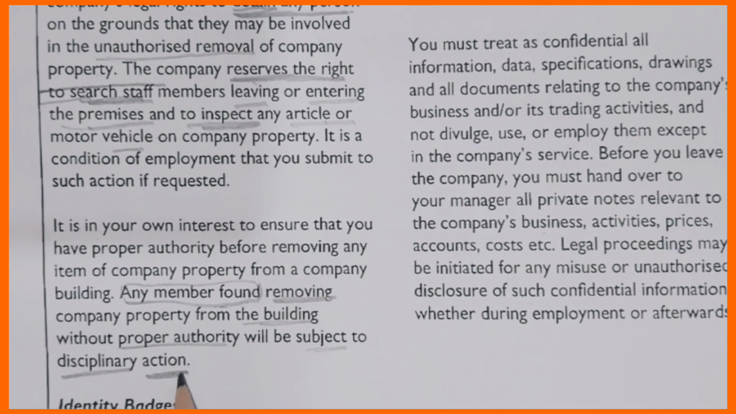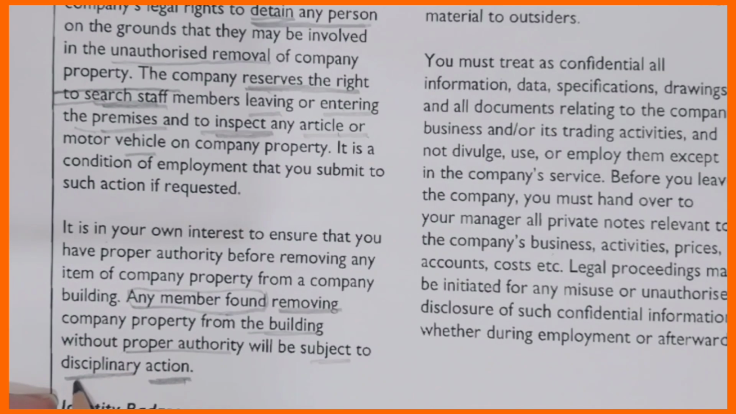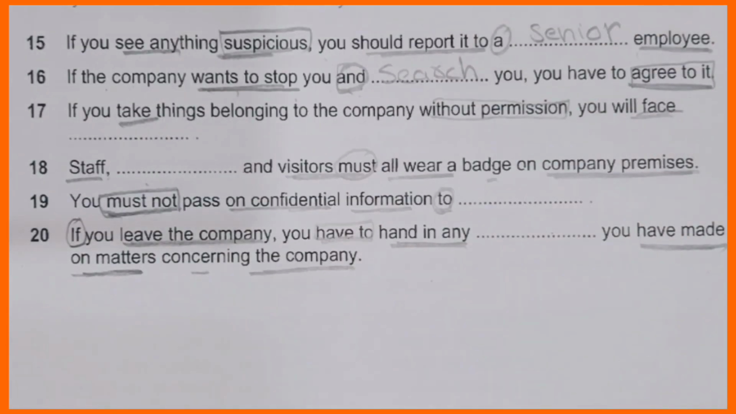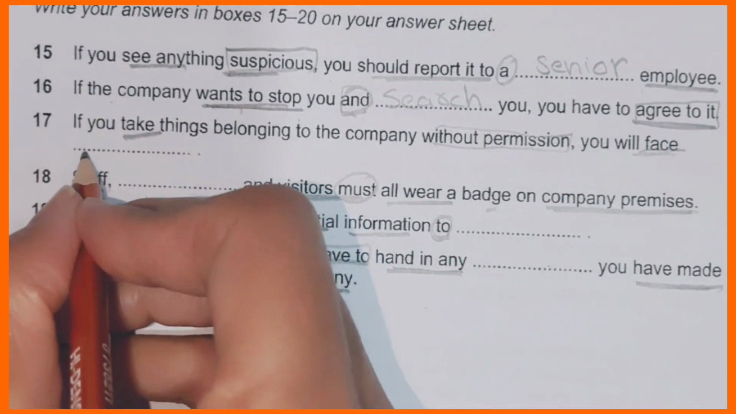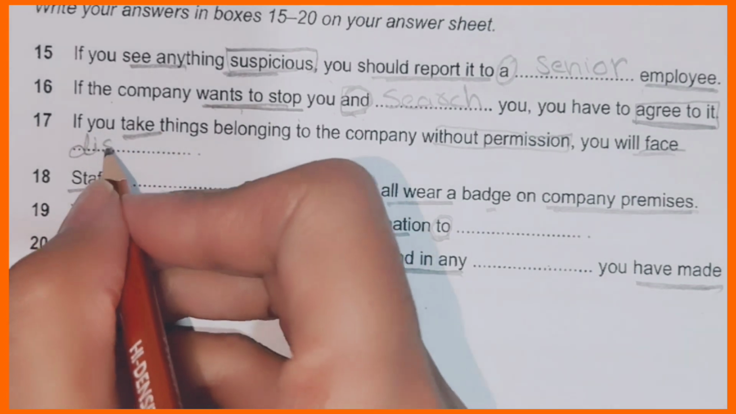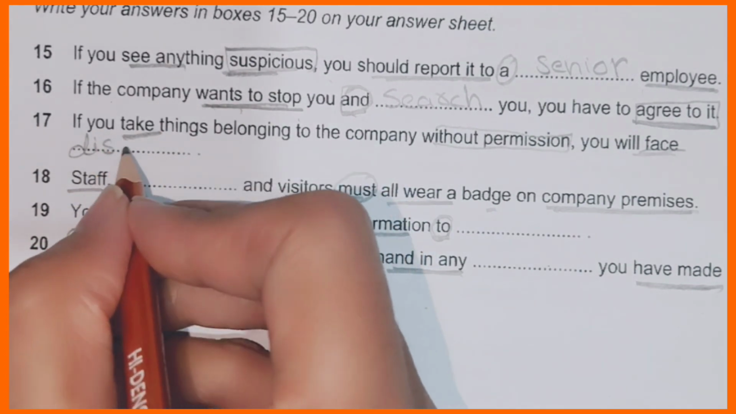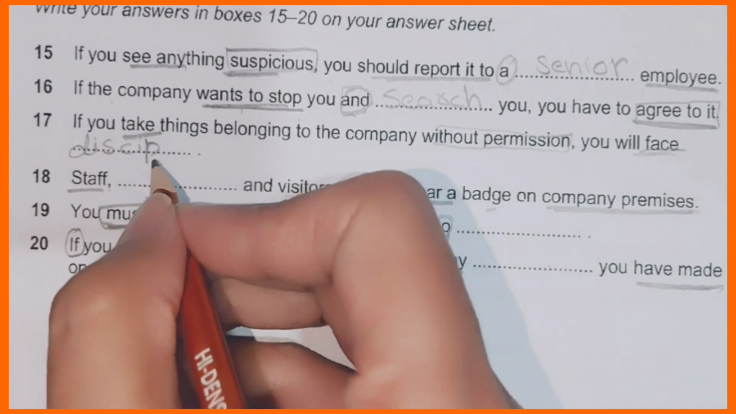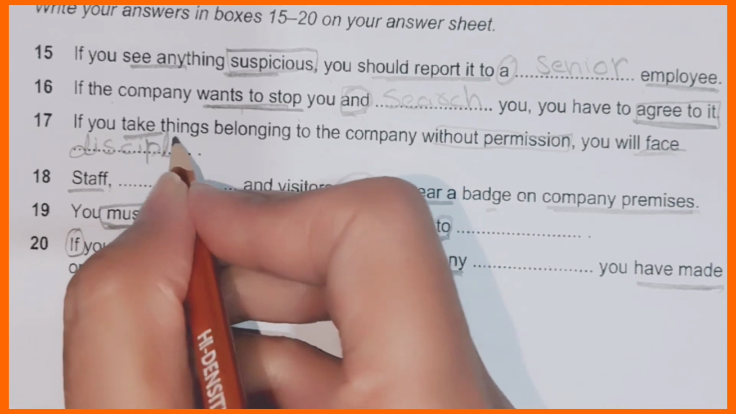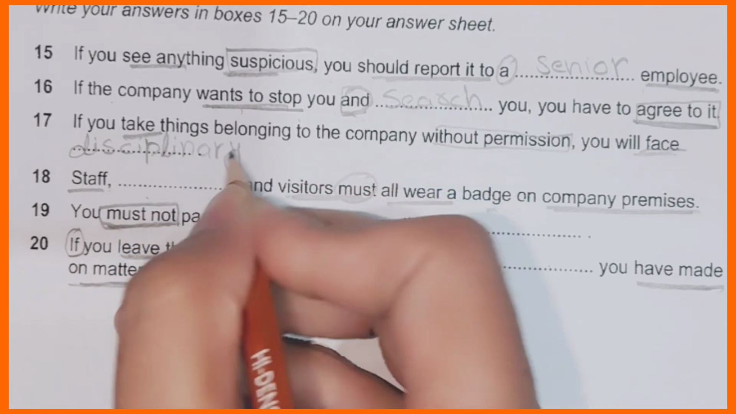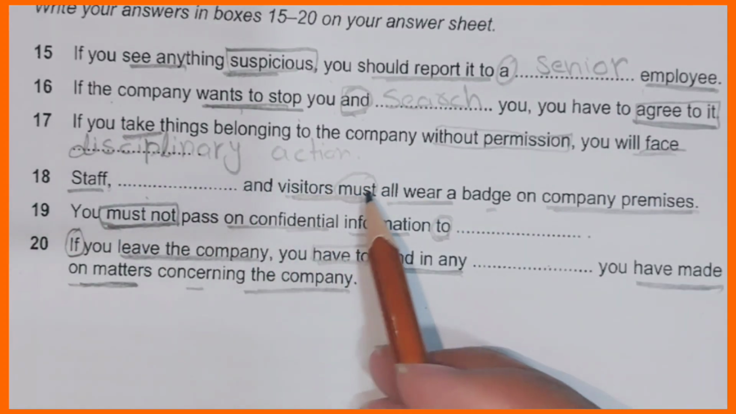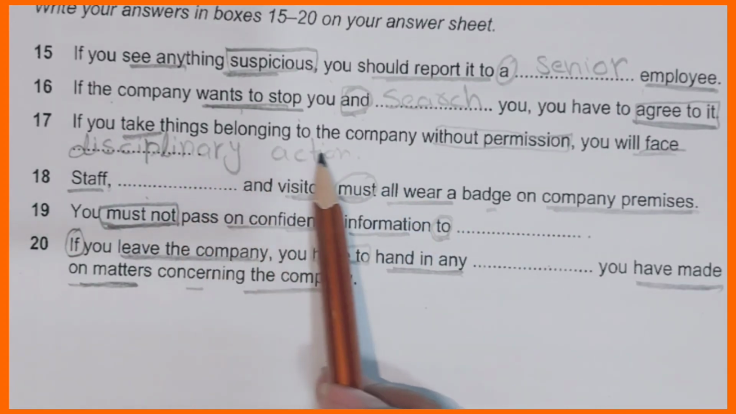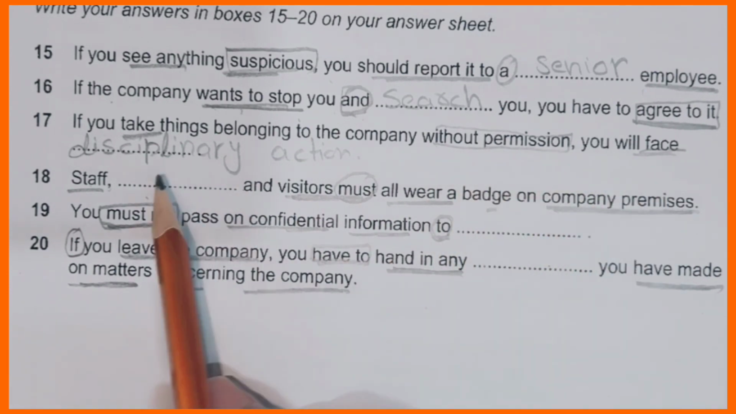So what will be the answer here? Disciplinary action. So we'll face disciplinary action, and always be careful when you write the spellings. You can counter-check the spellings with the reading passage. Disciplinary action. So if you take things belonging to the company without permission, you will face disciplinary action.